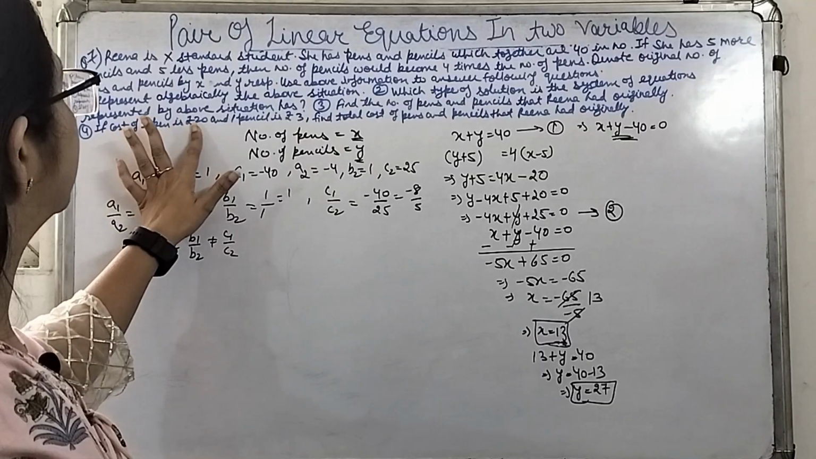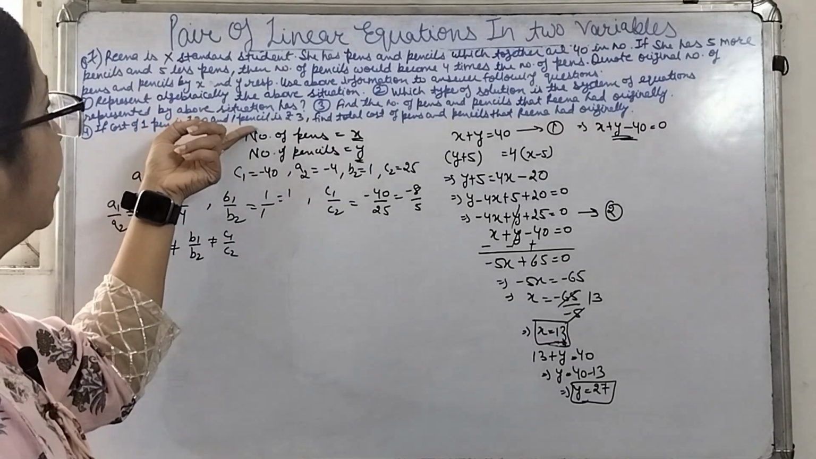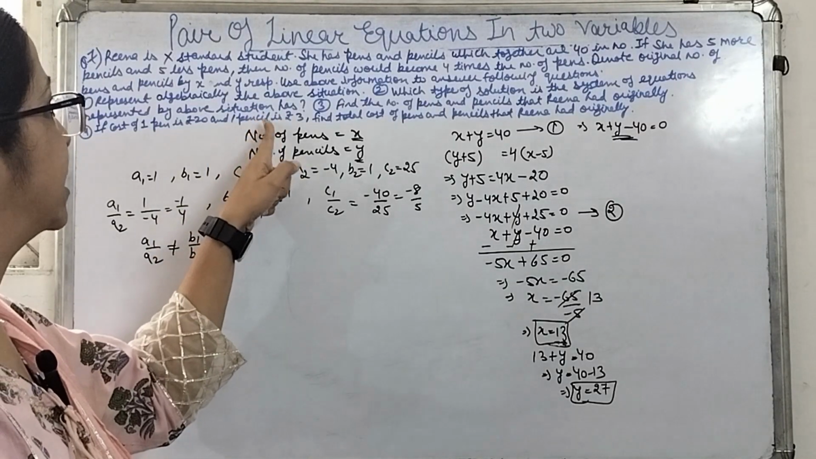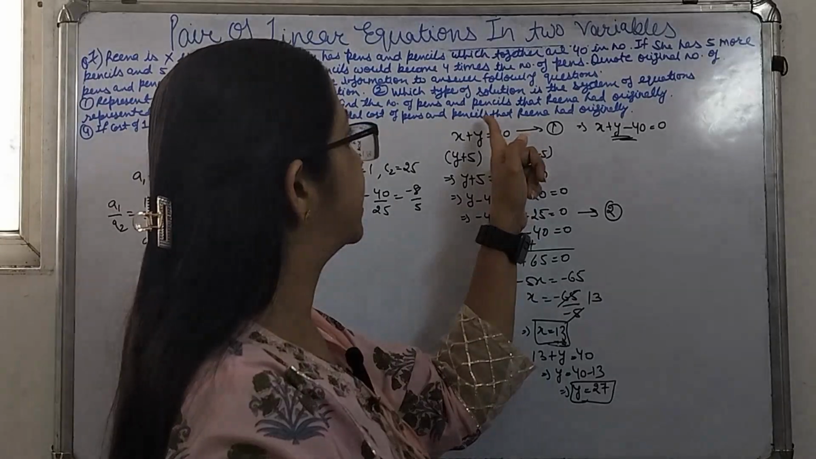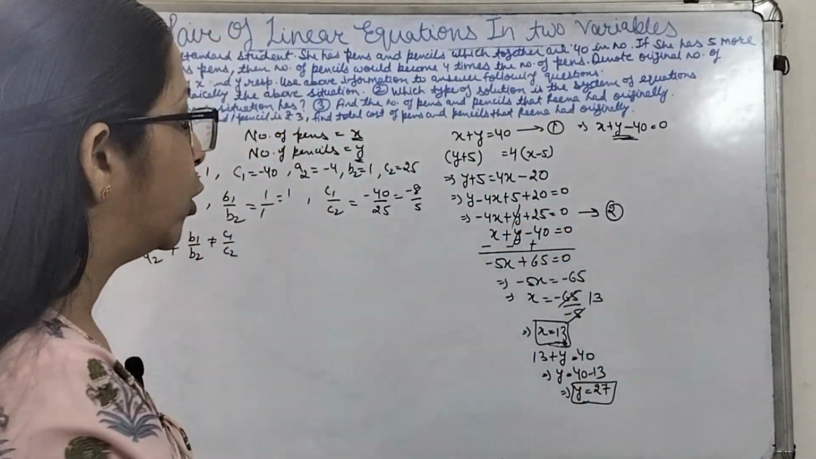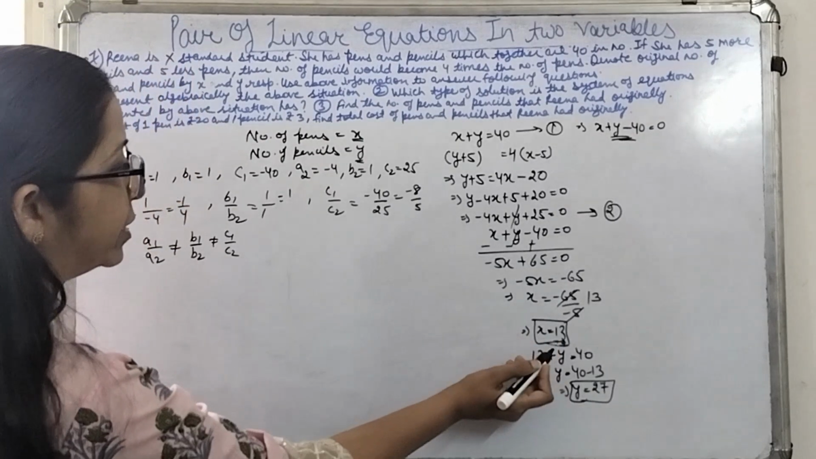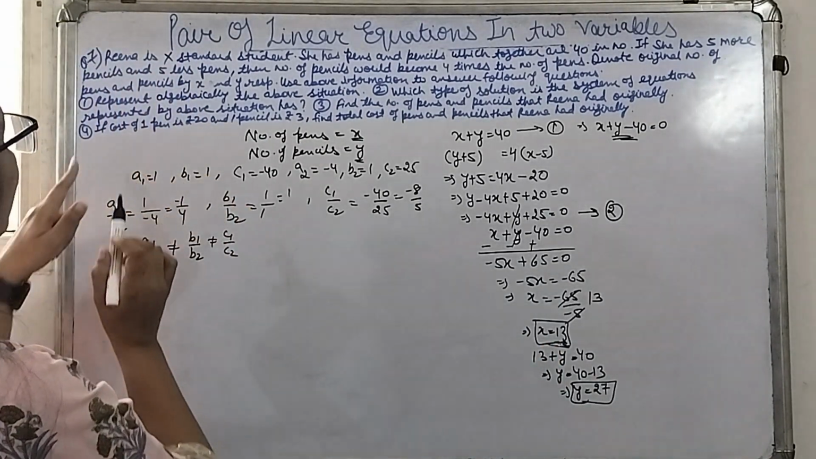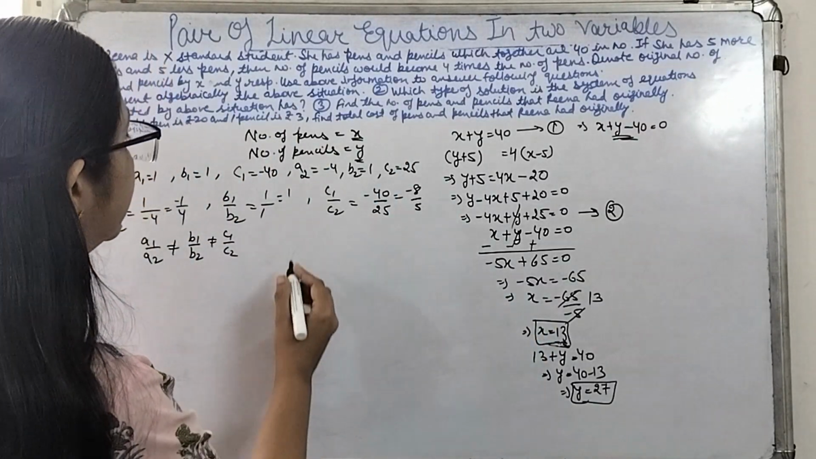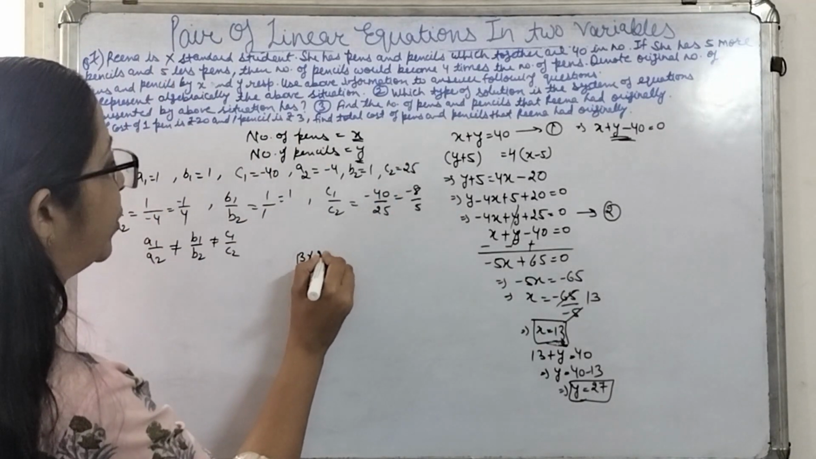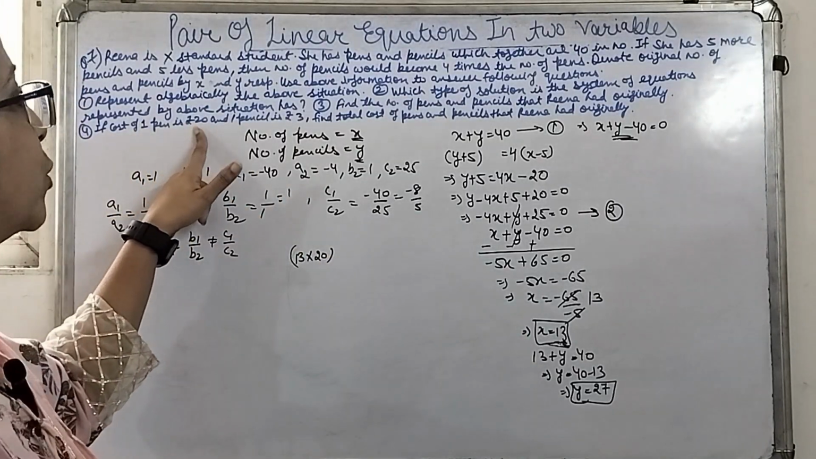The cost of one pen is given to us as 20 rupees and the cost of one pencil is given as 3 rupees. Find the total cost of pens and pencils that Reena had originally. Originally she had 13 pens, right? And the cost of one pen is 20 rupees. So the cost of 13 pens will be 13 multiplied by 20.